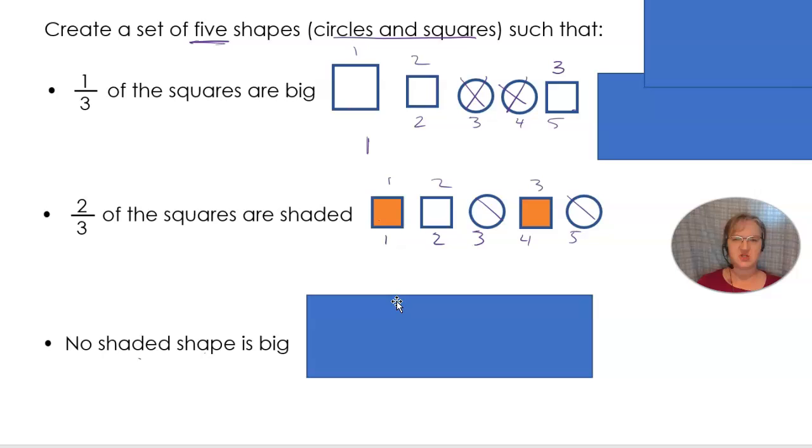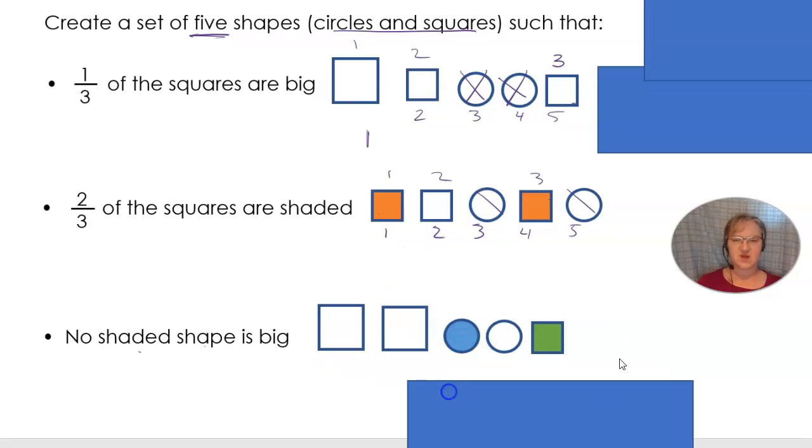We're going to have some small shapes, some big shapes, some shaded, some not shaded. So we have some big shapes. We still have 5 shapes, 1, 2, 3, 4, 5 here. We've got big shapes, but no shaded shape is big. Any shaded shape here is small.